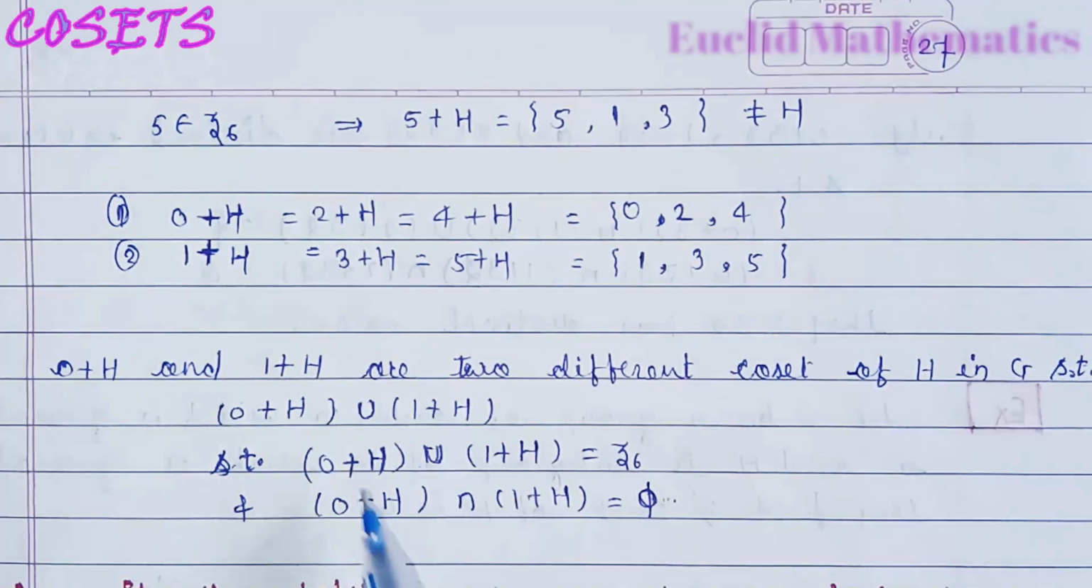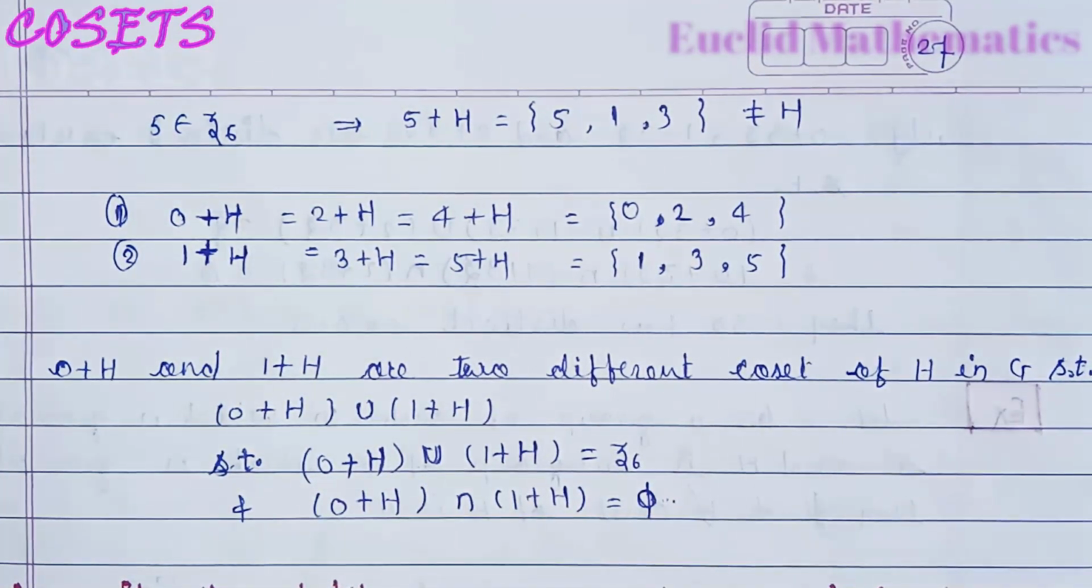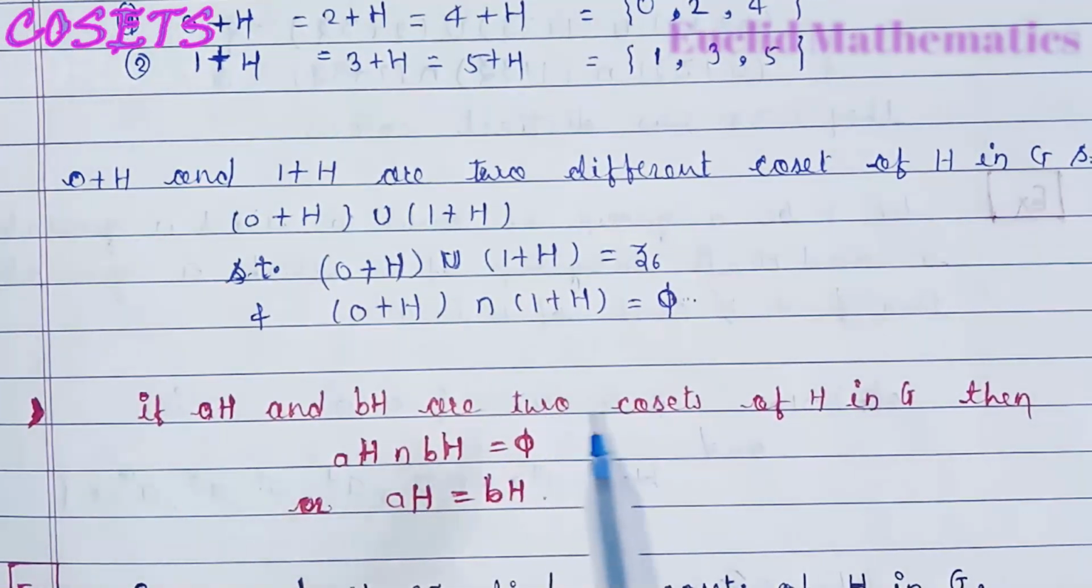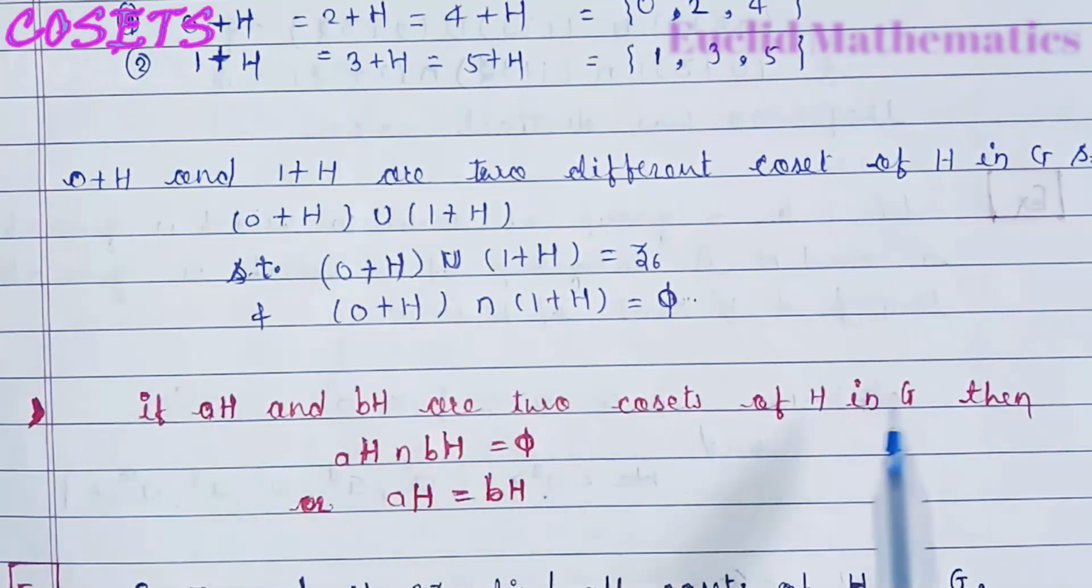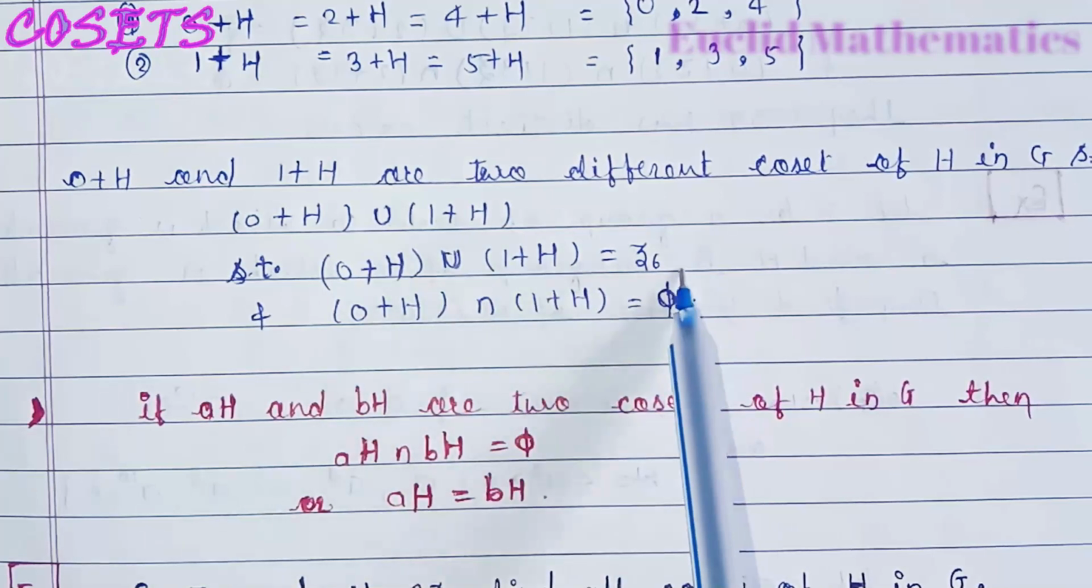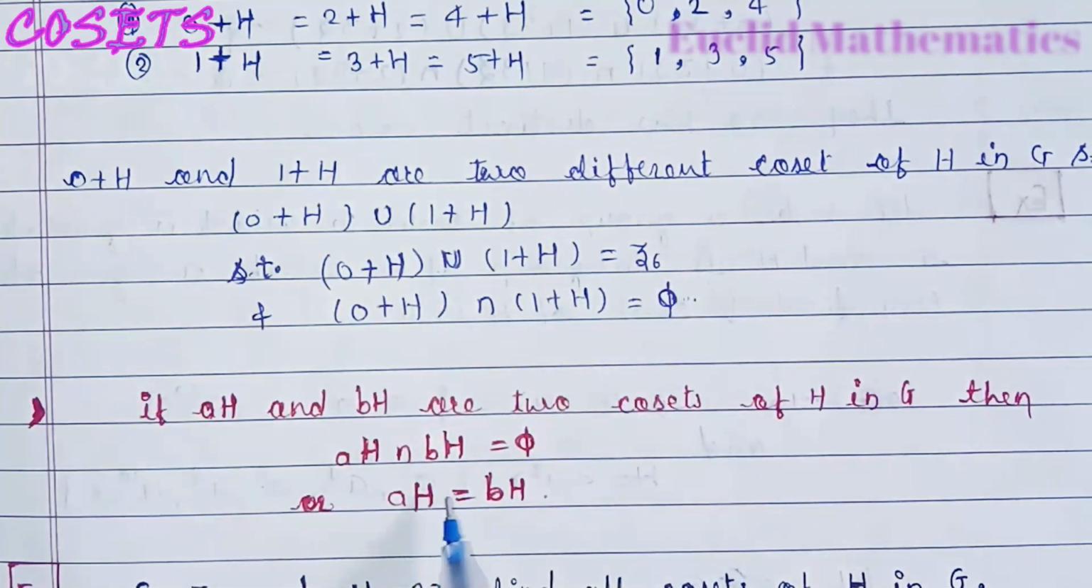So in conclusion, we can say that if H and bH are two cosets of H in G, then their intersection is empty and their union is the group G, or H is equal to bH. This is the first example of cosets as left coset and right coset.